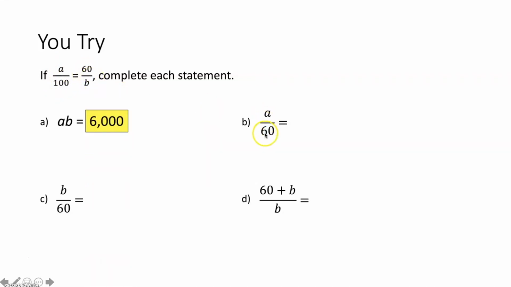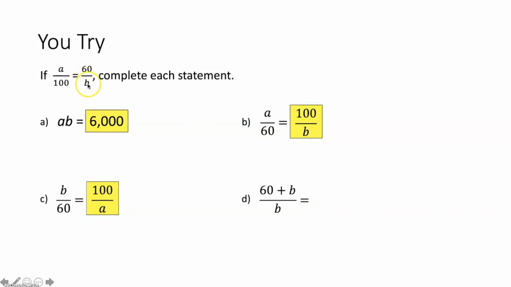Over here, A over 60 is equal to what? So A over 60 would be numerator over numerator. That has to equal denominator over denominator, 100 over B. Part C, we have B over 60 is equal to what? B over 60, well, that's just the reciprocal of this ratio, so that has to equal the reciprocal of this ratio, 100 over A.